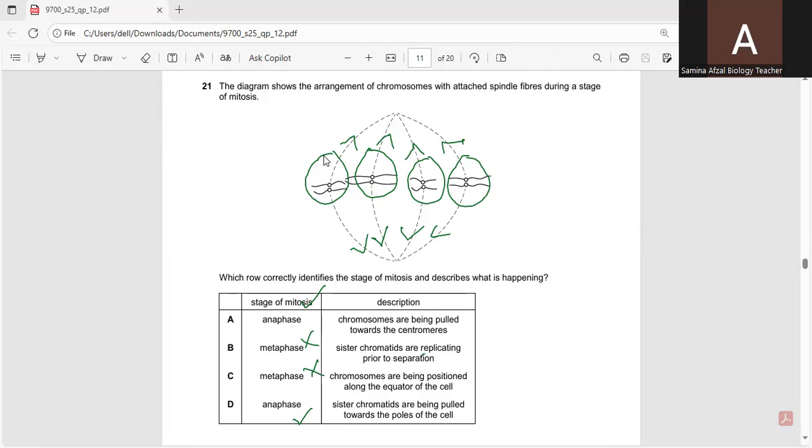So A and D can be the correct option. In metaphase, the chromosomes are arranged on the equator. There is one centromere, but here you can see two centromeres. So this is not metaphase. So the first options, B and C, are not correct. A says chromosomes are being pulled towards the centromere. This is a wrong description. In anaphase, the chromosomes are pulled towards the opposite poles. So A is also not a correct option.